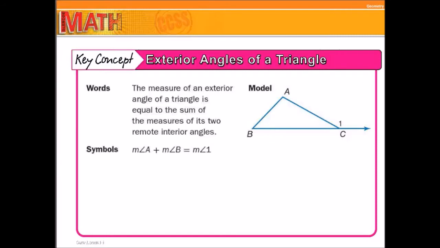Now please look at page 391. I'm addressing the key concept in the middle of the page, exterior angles of a triangle. The measure of an exterior angle of a triangle is equal to the sum of the measures of the two remote interior angles. Therefore, the measure of angle A plus the measure of angle B equals the measure of angle 1. For more information, read the additional section right below this on page 391 in your textbook.